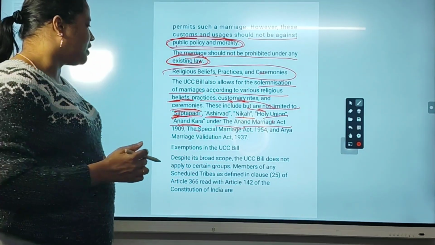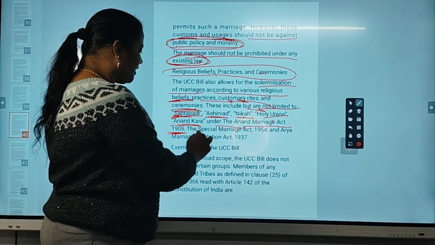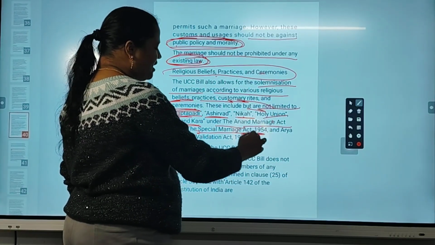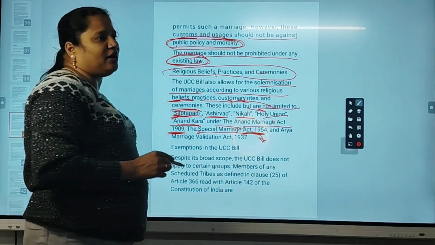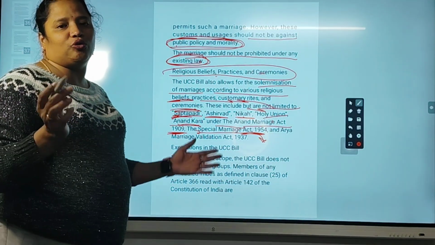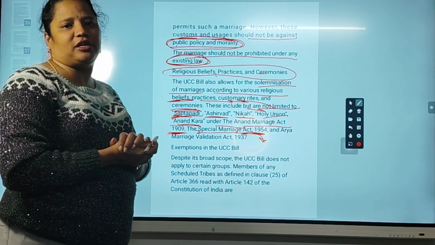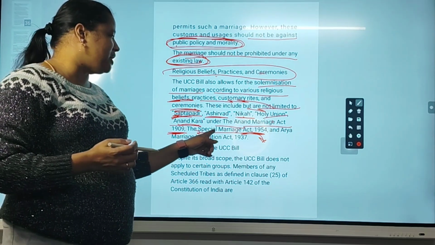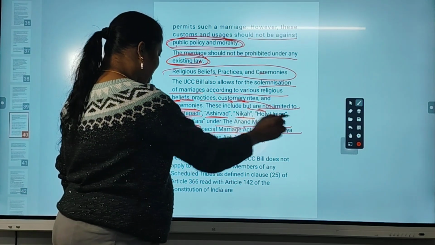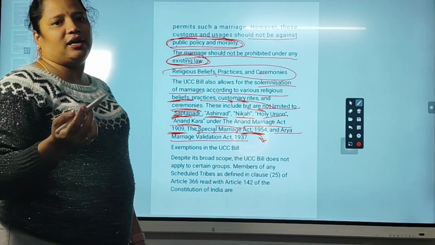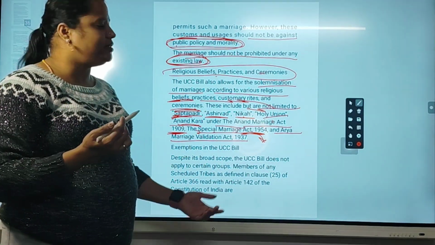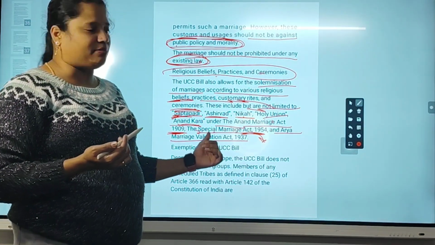Okay, so the Anand Marriage Act 1909, Special Marriage Act. Special marriage is nothing but like intercaste marriage. A girl and boy love each other, so they want to marry. That is called special marriage. And Arya marriage means one girl and one boy escaped from the house, then they can get married in Arya Samaj.